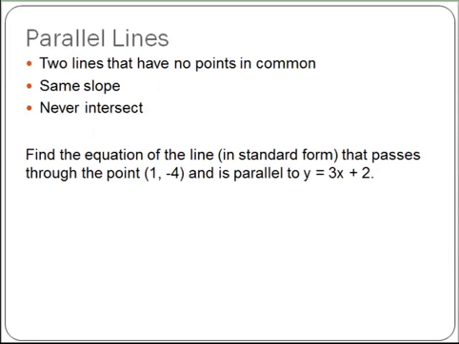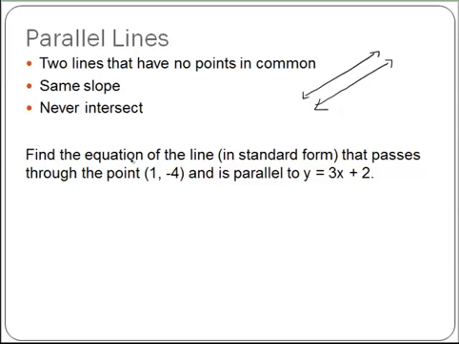So what if we have parallel lines? What do we know about parallel lines? We know that they don't have any points in common. If they're parallel, then they're slanted the same direction, which means they also have the same slope, and they never cross or they never intersect.